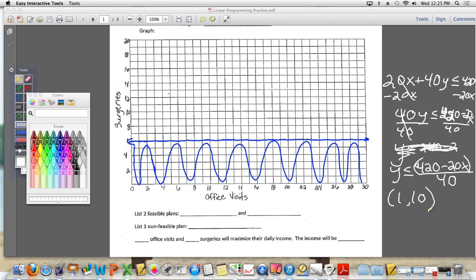It's a really good idea, you guys, to plot x-intercepts and y-intercepts. That's an x-intercept, 21, 0. That is a good point to plot. Can someone find for me the y-intercept? 10.4. What'd you say? 10.5? Yeah.